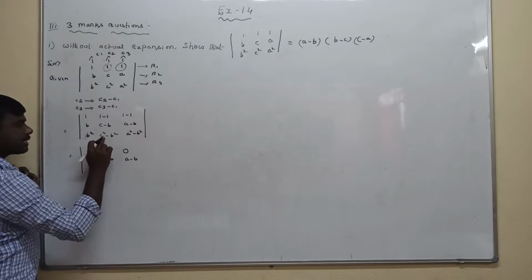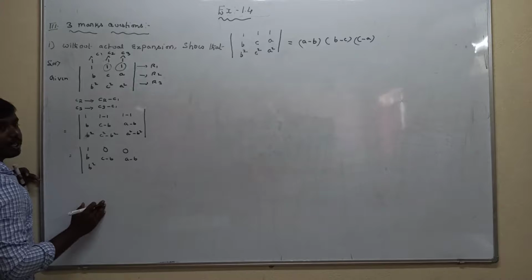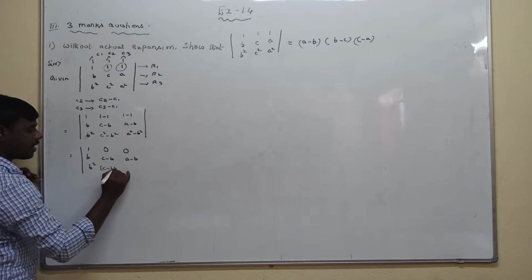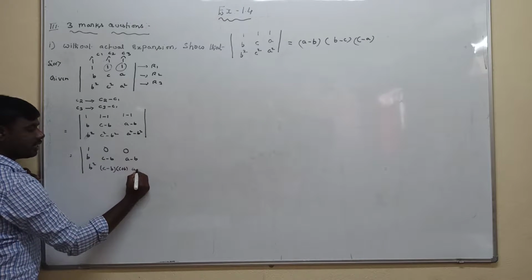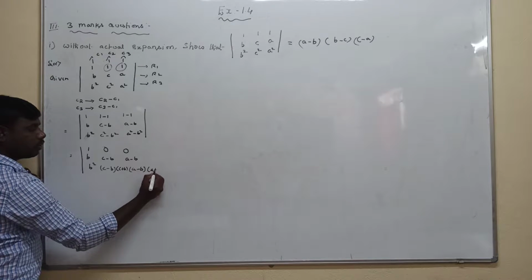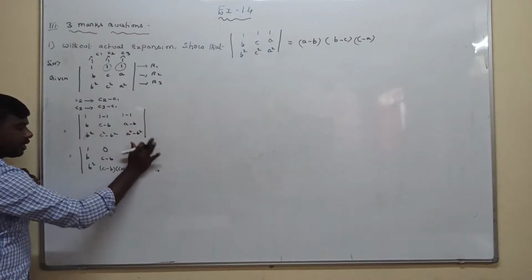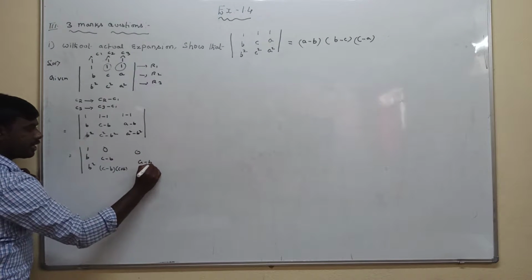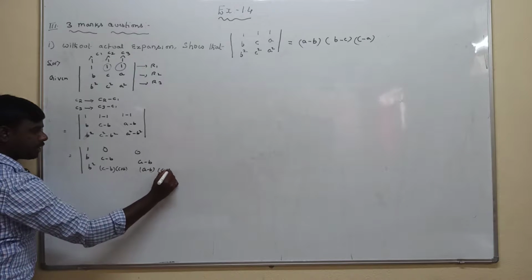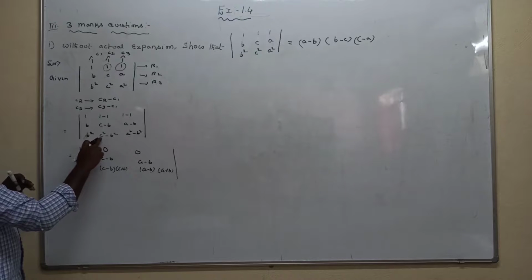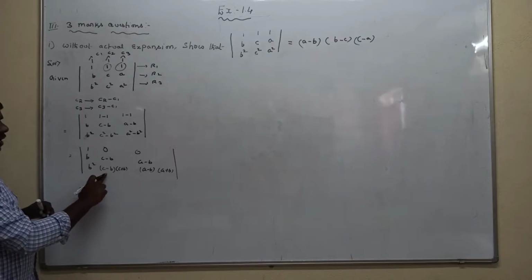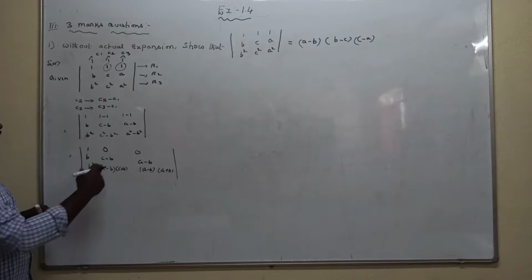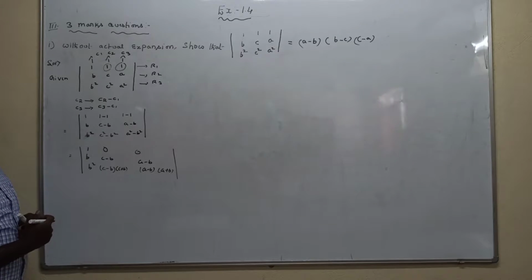c square minus b square can be written as (c minus b) into (c plus b). a square minus b square can be written as (a minus b) into (a plus b). You should write them separately. Dear students, don't get confused here: the form a square minus b square is (a minus b)(a plus b), and we apply the same form here.